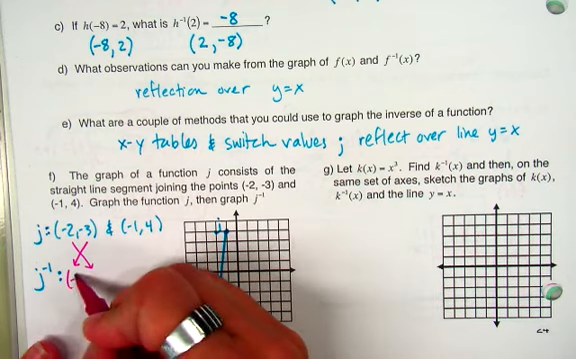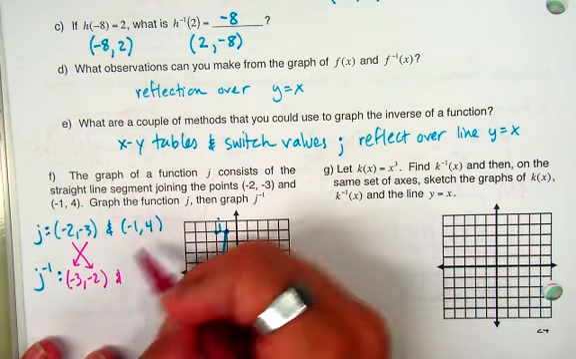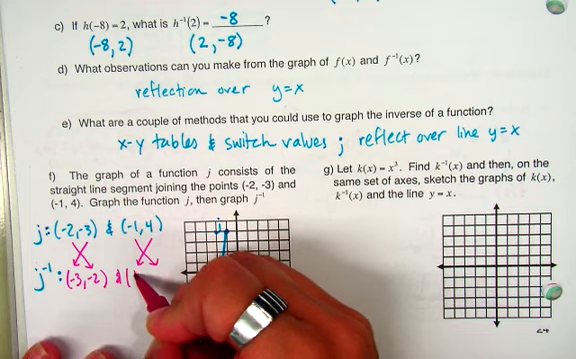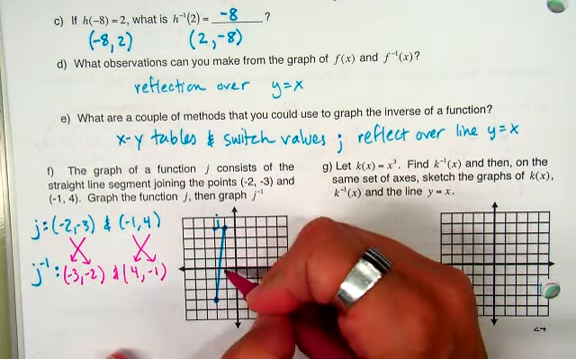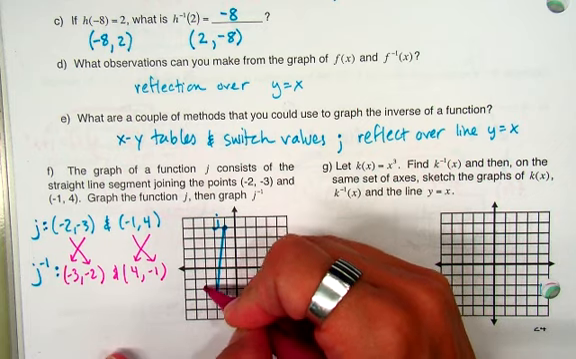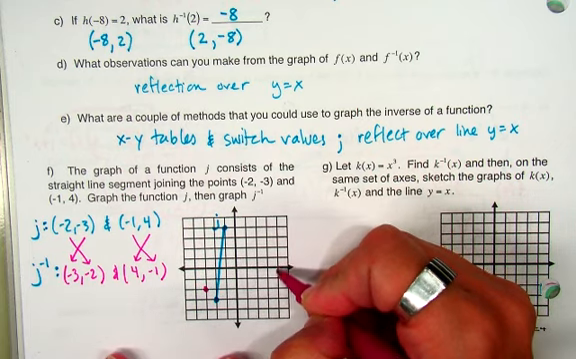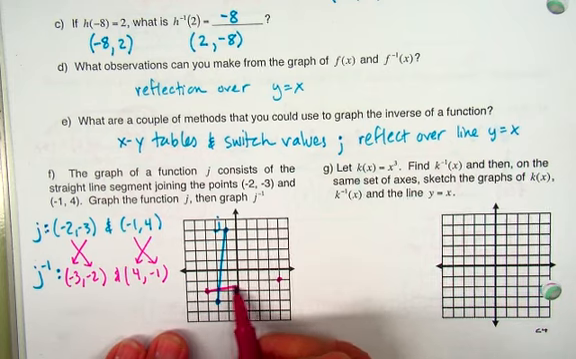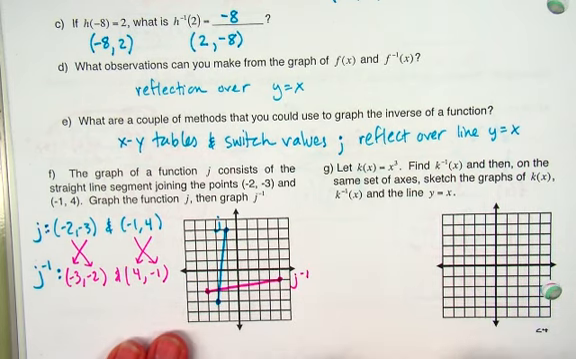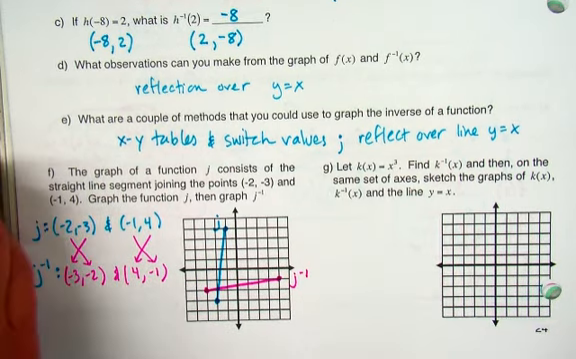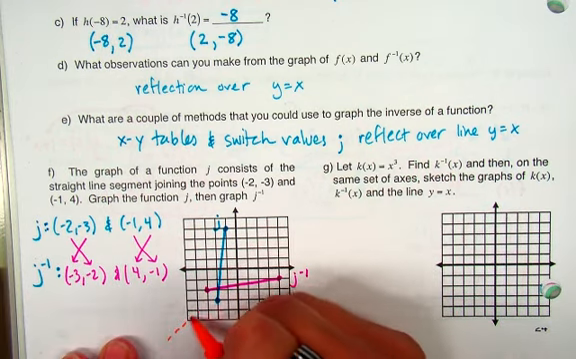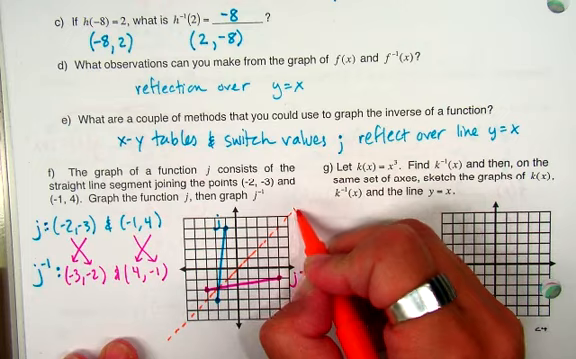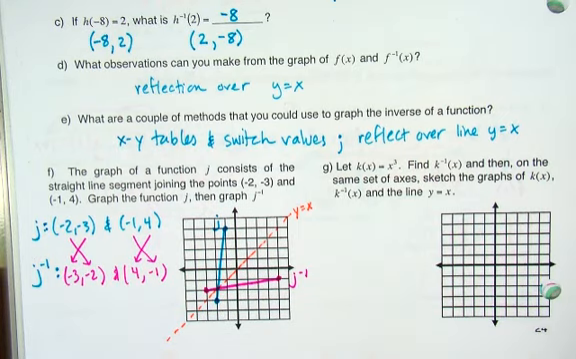So I'm just going to switch the x and y values. I would have (-3, -2), and over here, switch them, and I would have (4, -1). And so I graphed those, (-3, -2) and (4, -1). And notice after I graph j inverse that these are definitely a reflection over the line y equals x. They're just flipped right over that line in a nice reflection.